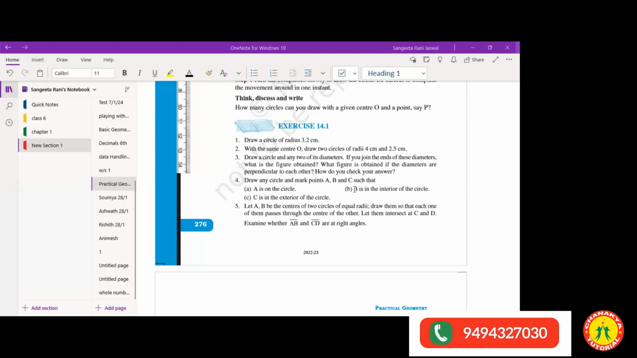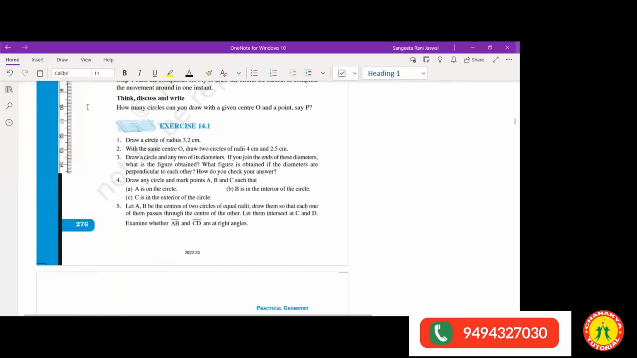Okay. So listen here. You already knew that in this class we will be doing practical geometry. On Wednesday only I had told you. Okay, so see, this is coming directly to the exercise part now. We don't need the introduction of the tools. Draw a circle of radius 3.2. This I had already discussed that day on Wednesday when we had class.